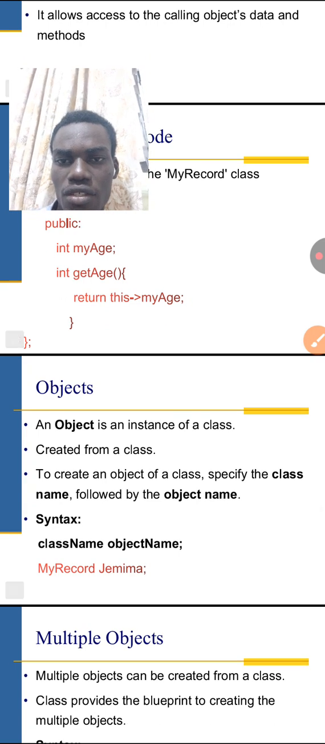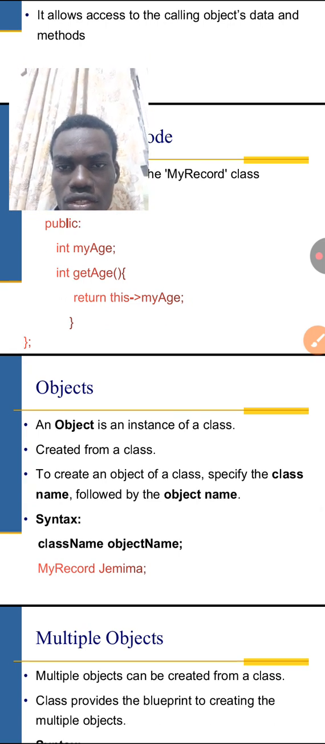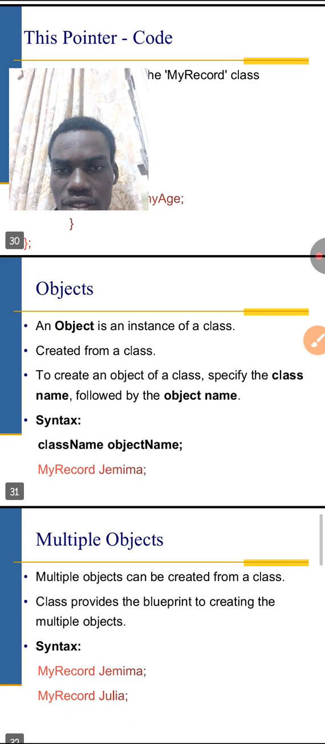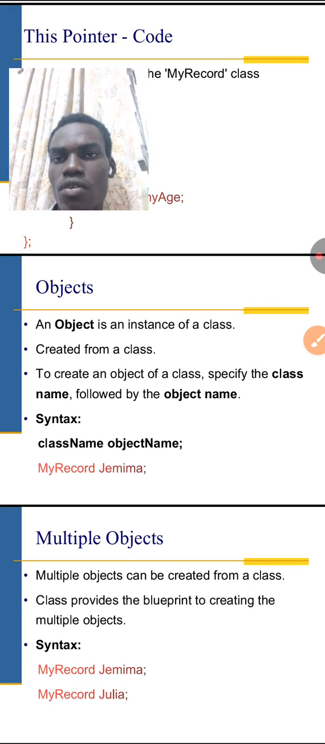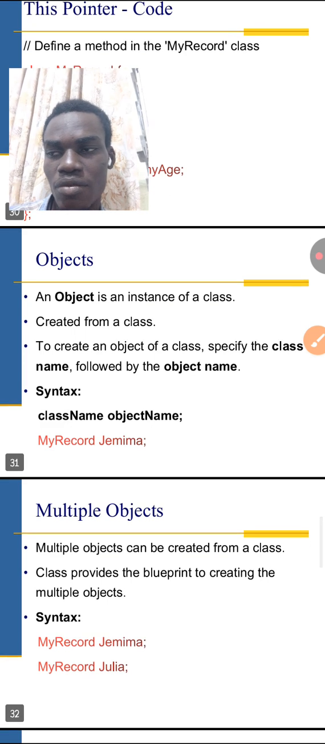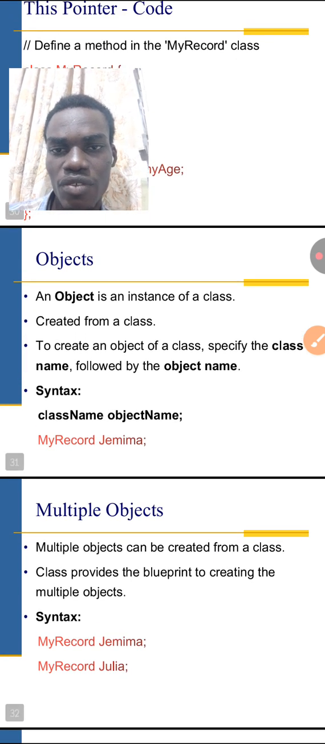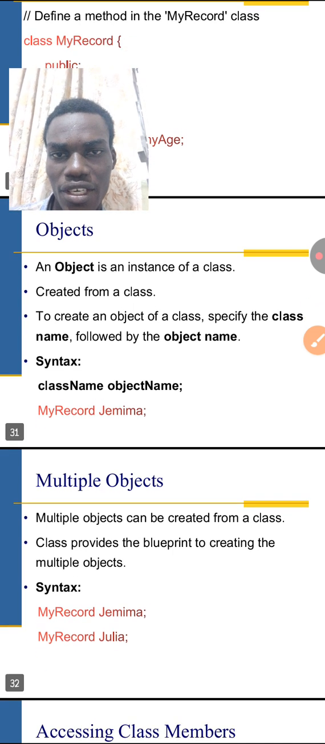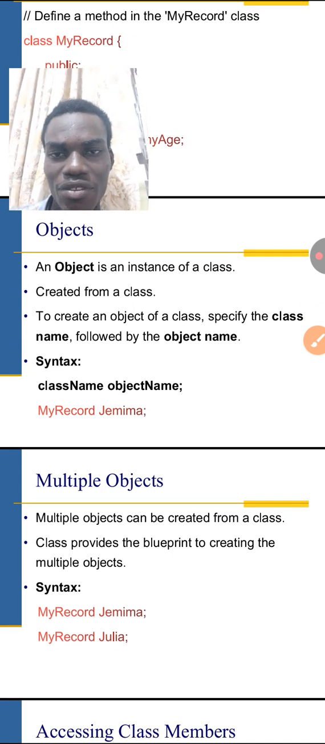Now let's look at objects. An object is an instance of a class, created from a class. As we have already talked about objects in one of my videos, if you go and look, you'll find it. You get more details about the object there, but I'll repeat myself here.